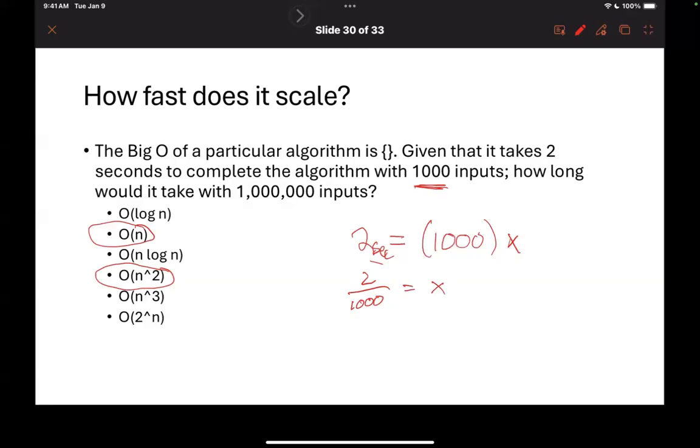And then we want to know how many seconds it takes with 1,000,000 inputs. We plug in our 2 over 1,000, and then we get our number.